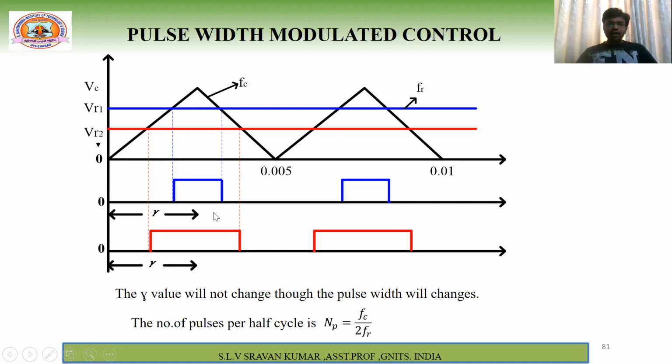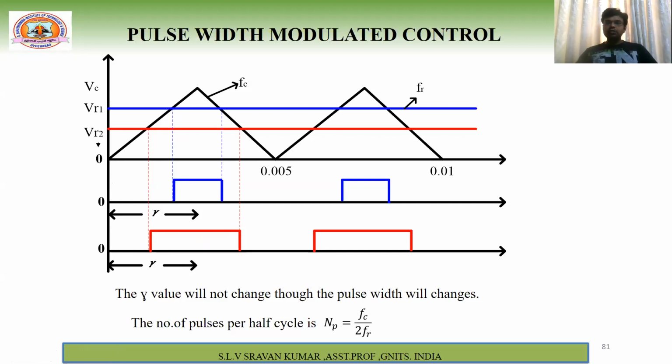Now, here, what is gamma? We have defined it already. Gamma is nothing but the angle difference from your origin point to the middle of the first pulse, right? So if you take this pulse, this is also the same. Gamma is nothing but origin to the middle of the first pulse. Therefore, if you change the pulse width, your gamma will not change. That is a very, very important point.